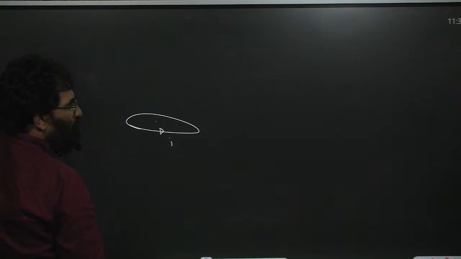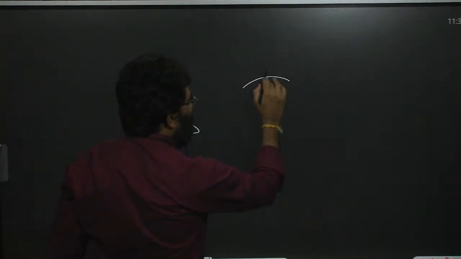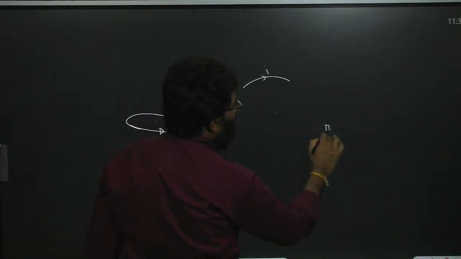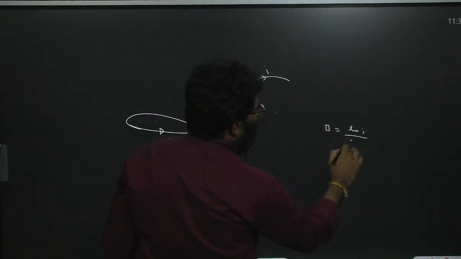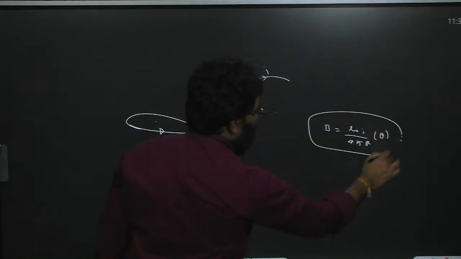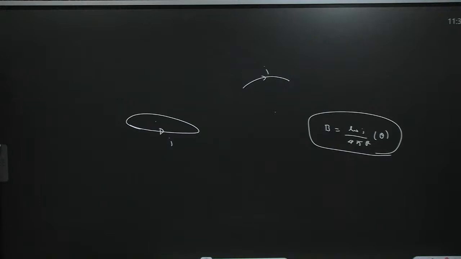So, always remember, for any arc length of current-carrying wire with current I, you can find the magnetic field at the center as B equals mu naught I by 4 pi R into theta. If you take a closed loop, theta is equal to 2 pi. Substituting, what are you getting? Mu naught I by 2R.